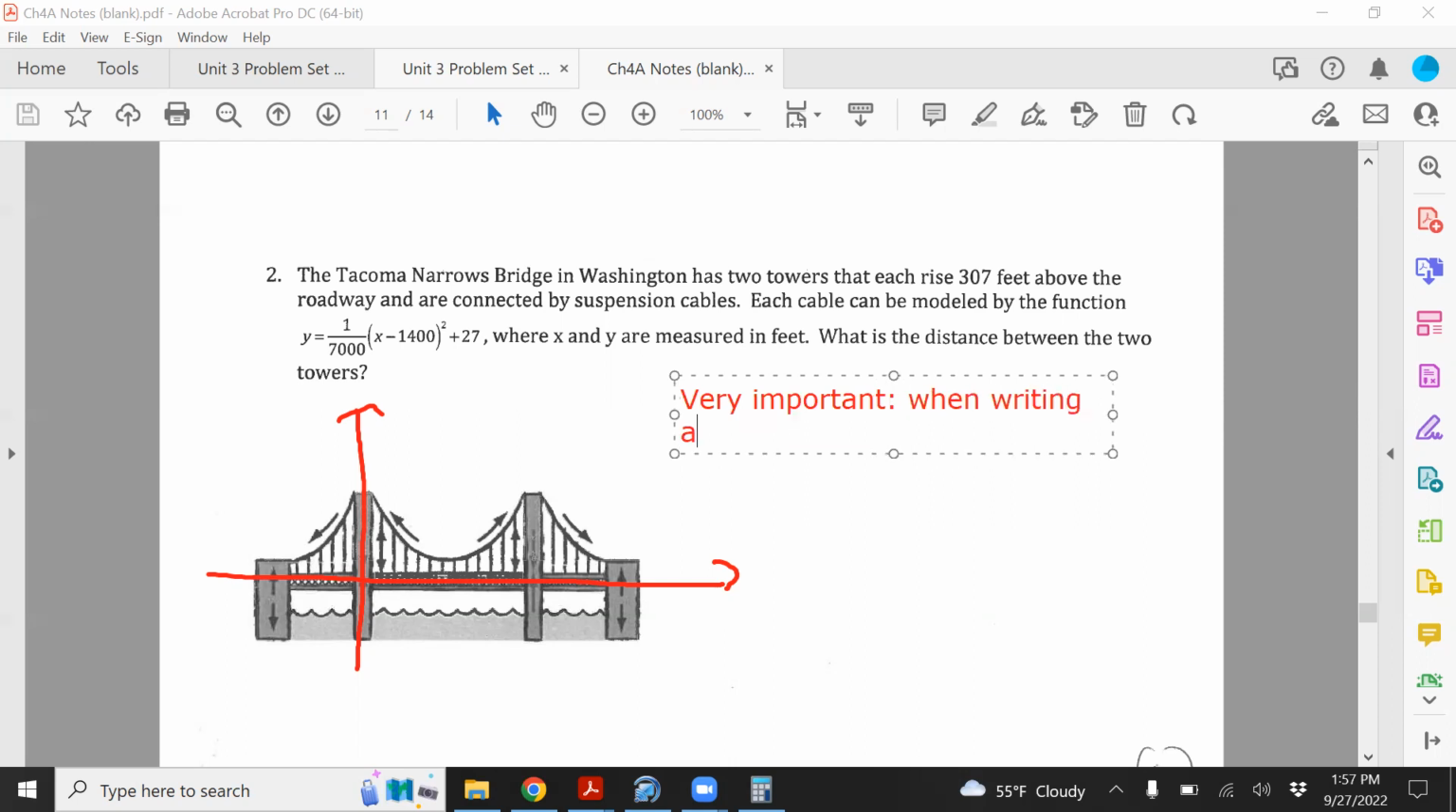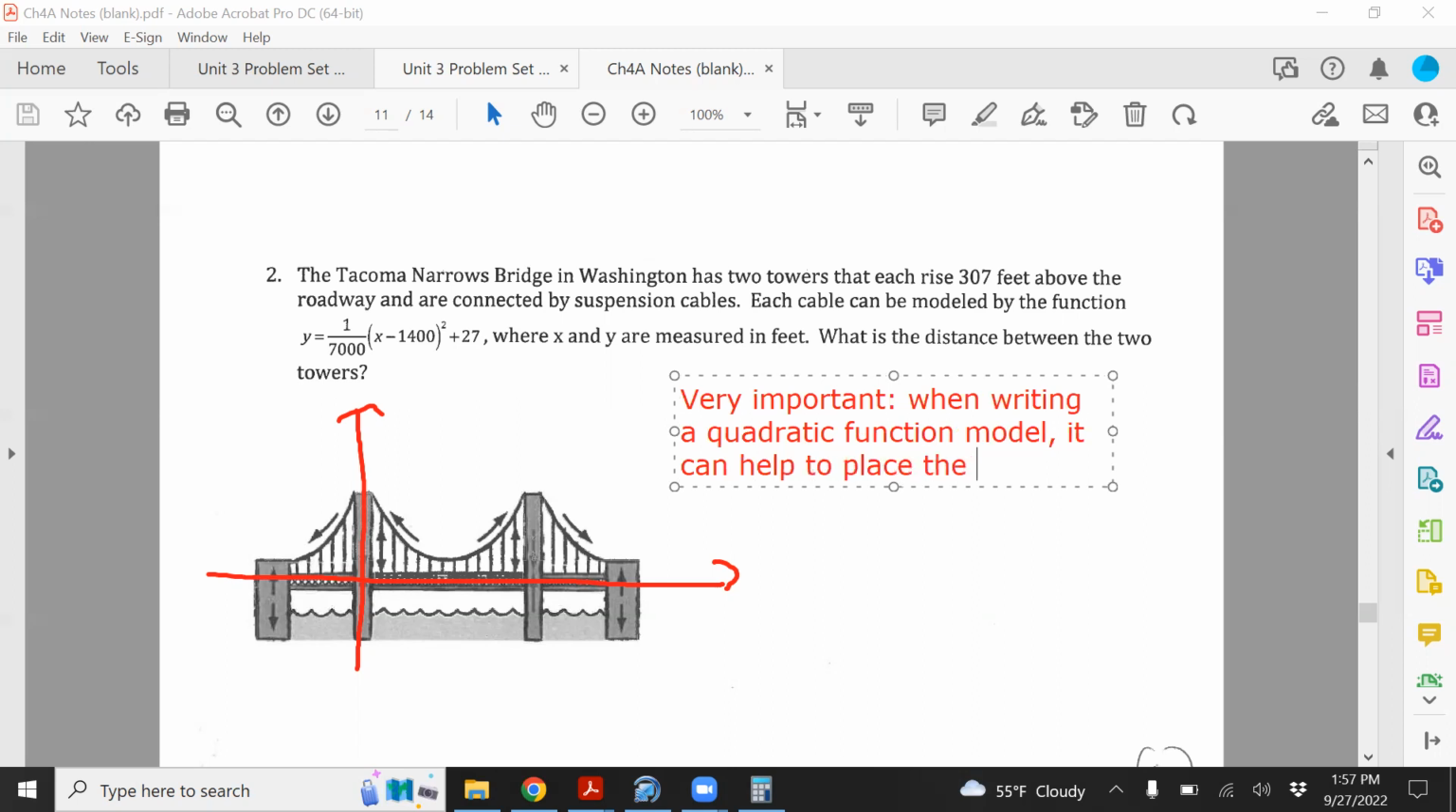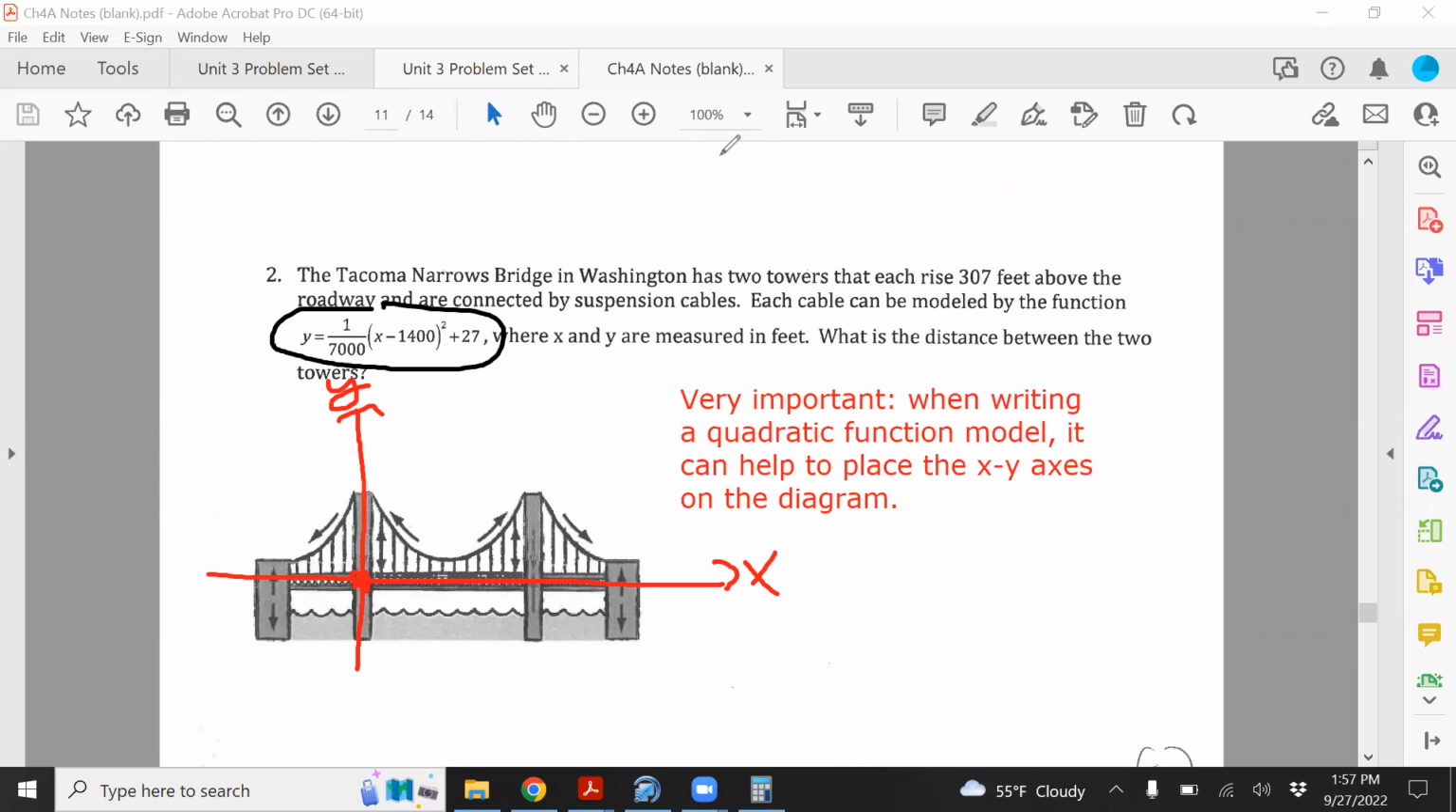When writing a quadratic function model, it can help to place the x, y axes on the diagram. Notice how I put an XY axis on the diagram? That way you can easily make an equation, or the equation will make sense to you. So now this equation can fit over here.